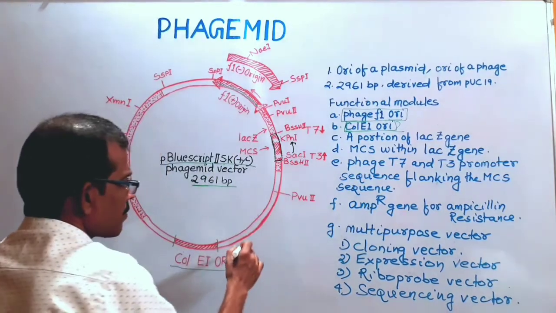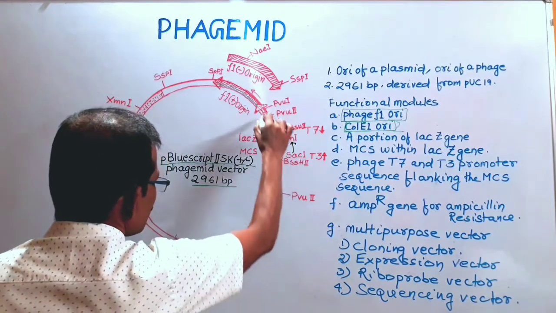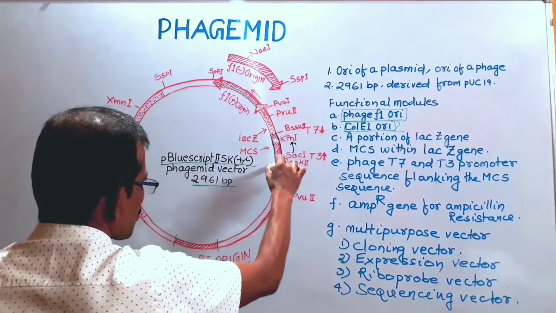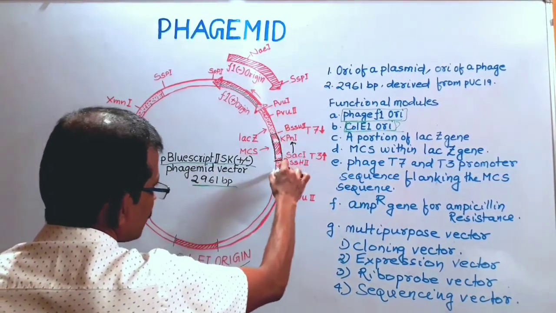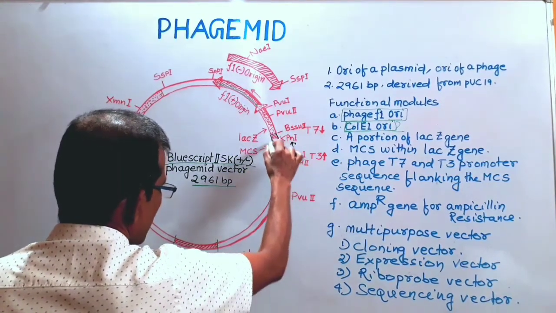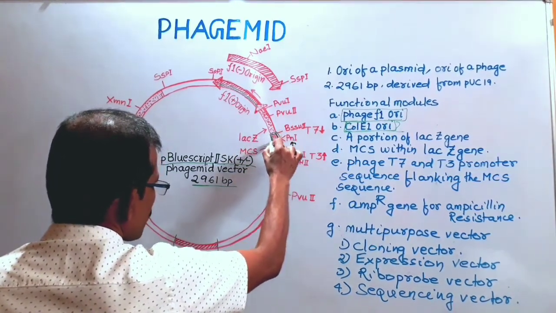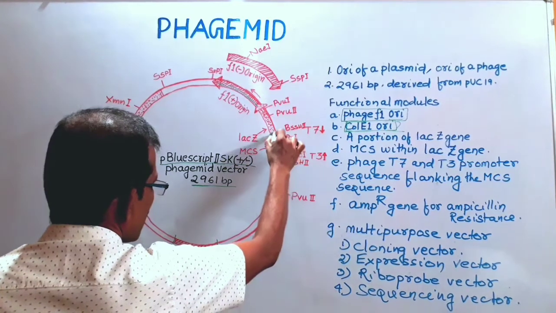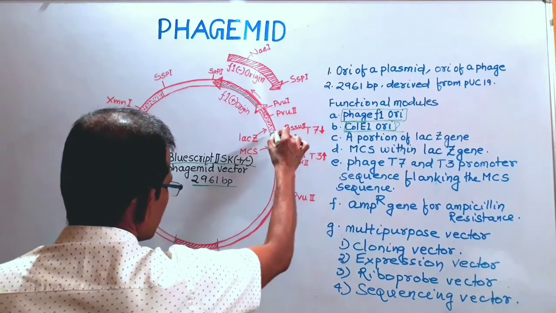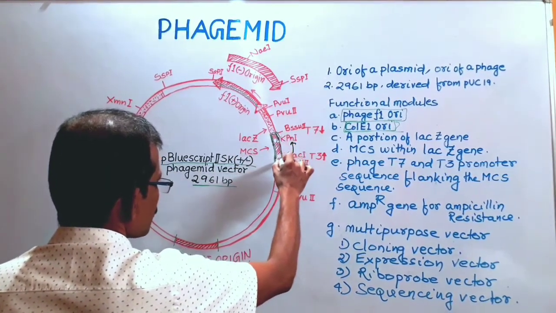In this Phagemid, there is a portion of the lacZ gene. And within the lacZ gene, there is an MCS sequence. MCS sequence means multiple cloning site sequence or polylinker. This multiple cloning site sequence contains restriction sites for several restriction enzymes.